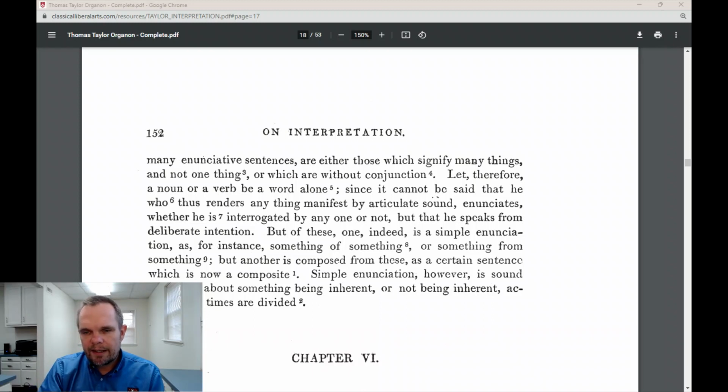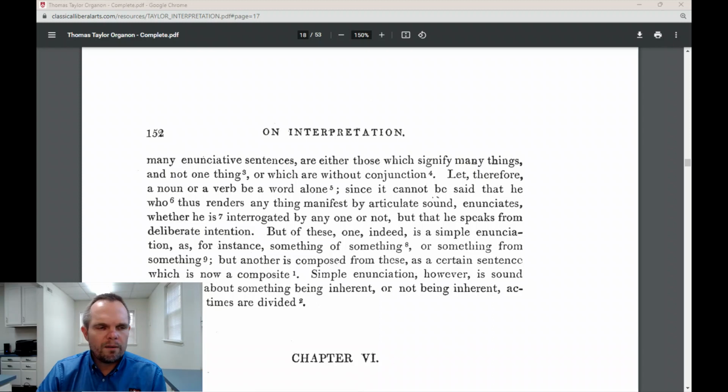It cannot be said that he who thus renders anything manifest by articulate sound enunciates, whether he is interrogated by anyone or not, but that he speaks from deliberate intention. So if a man simply speaks a noun or a verb, we cannot say that such a man enunciates or speaks enunciatively, because he's simply stating a word, a disconnected idea, or a word that signifies a disconnected idea. That's not enunciation. And he says this strange thing: it doesn't matter whether he is interrogated by anyone or not.